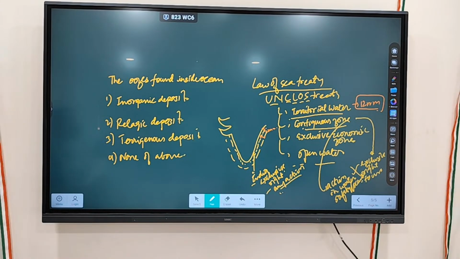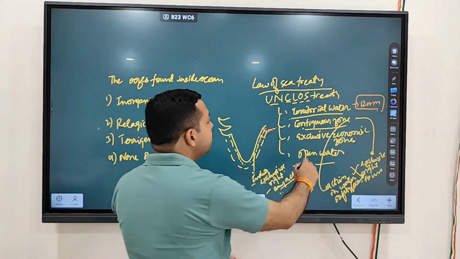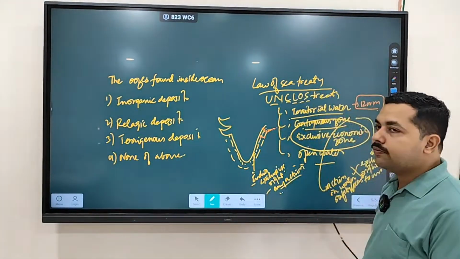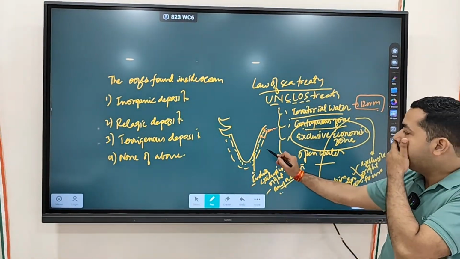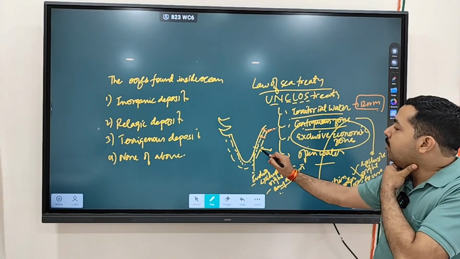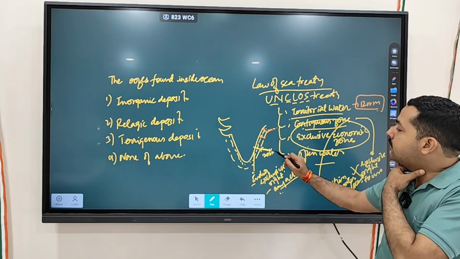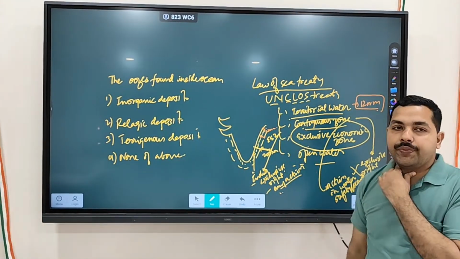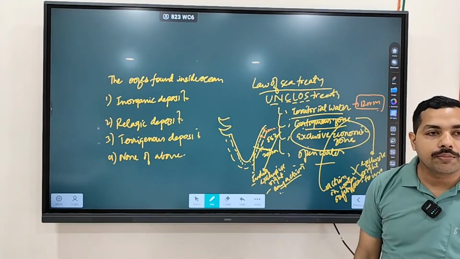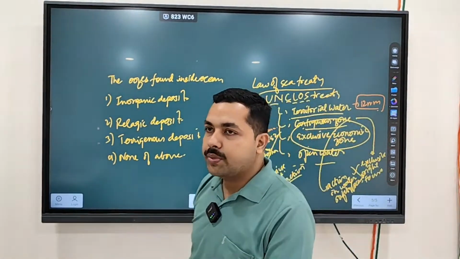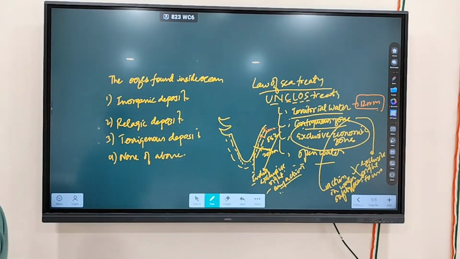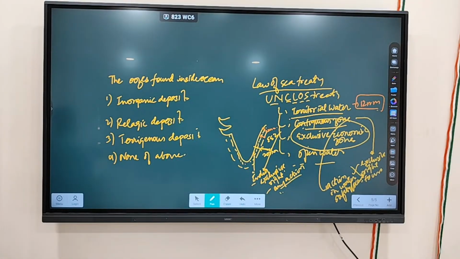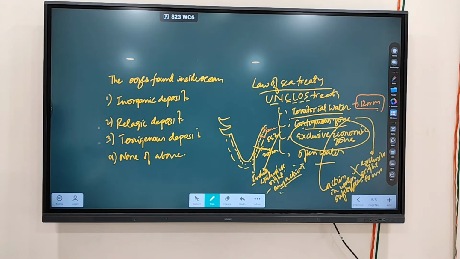Clear? The third is the case of the exclusive economic zone. Beyond this, up to 200 nautical miles, we have the concept of the exclusive economic zone. For this, India can use it for development. Development in terms of what?